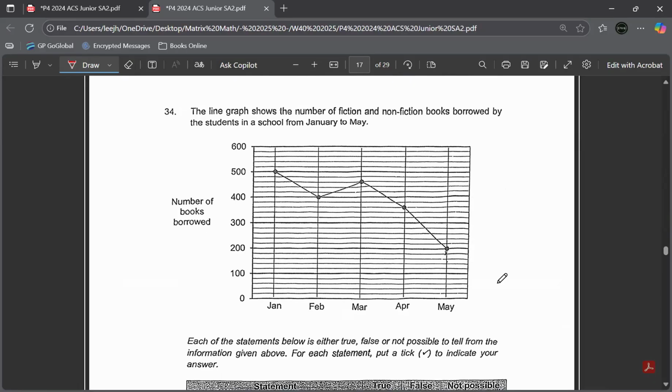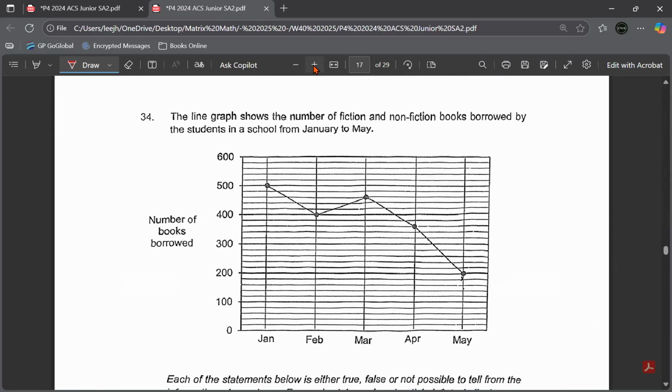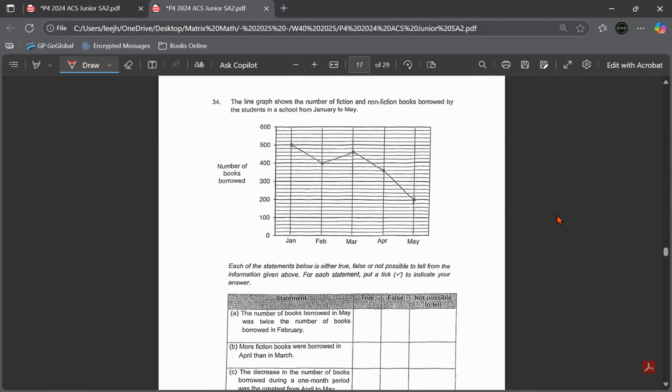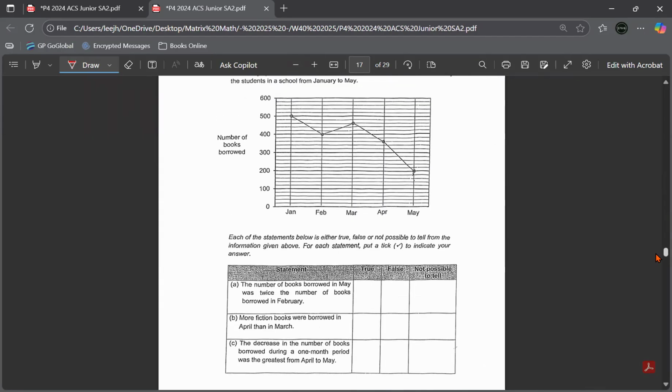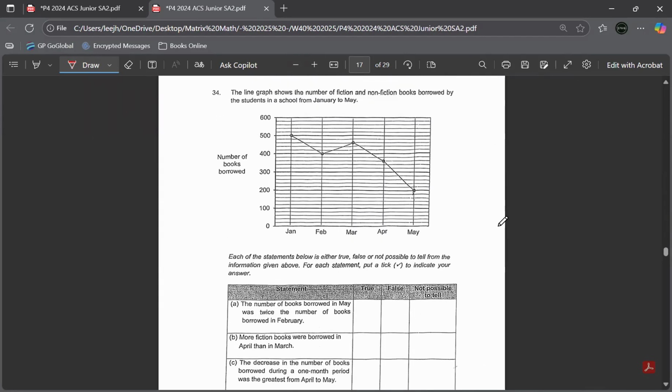Question 34. Okay, this one, I think I need to make it a bit smaller, because got like the questions down here. So I cannot, yeah. Okay, question number 34. The line graph shows the number of fiction and non-fiction books borrowed by the students in the school from January to May. Okay, so each of the statements below is either true, false, or not possible to tell from the information given. For each statement, put a tick to indicate the answer.